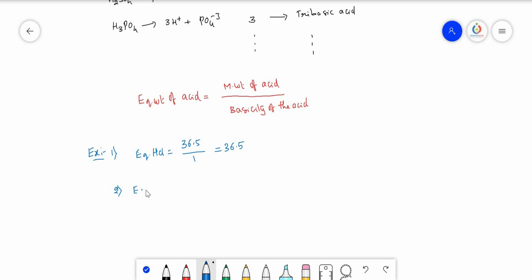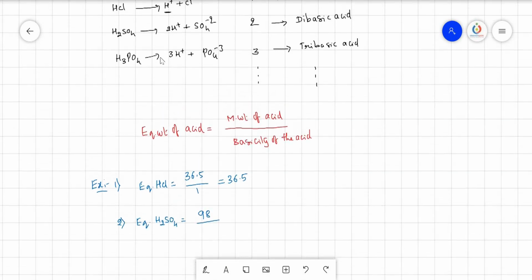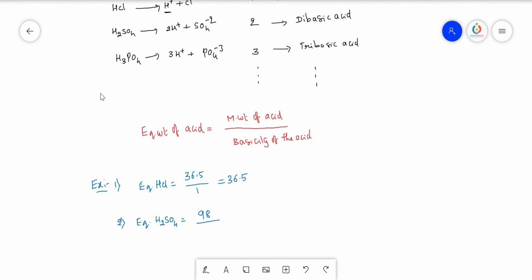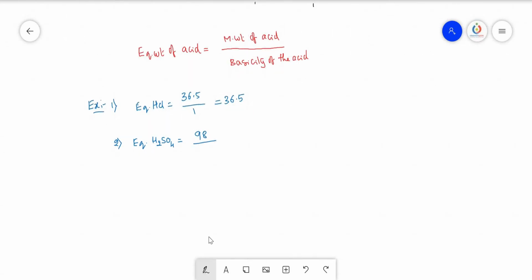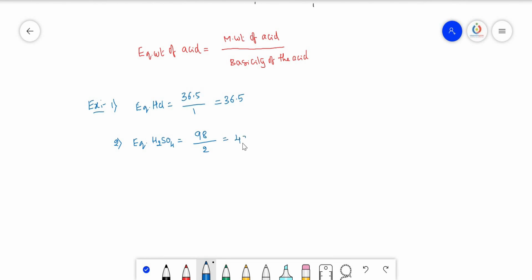Now let us see the equivalent mass of H2SO4. Take the molecular mass of H2SO4, 98, divided by basicity. H2SO4 is able to give how many H plus ions? We have seen that it gives 2 H plus ions, so its basicity is 2. So you take 2 down and you will get 49. And now let us take H3PO4, equivalent mass of H3PO4.